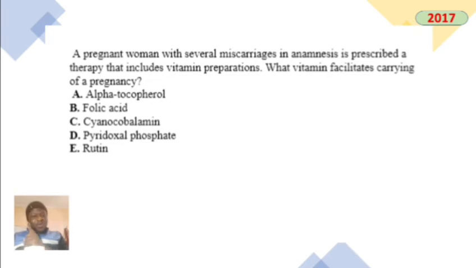I think I should tell you something. This question is in microbiology, but you need to remember it. There is a virus called hepatitis E. Hepatitis E causes fulminant hepatitis in pregnant women. Just remember that E. And also, here we're talking about vitamin E, which facilitates carrying of a pregnancy, right? So you can remember when I'm not there. Very soon I won't be there. You will be alone in your exam, okay? So alpha tocopherol is vitamin E. That's the answer.